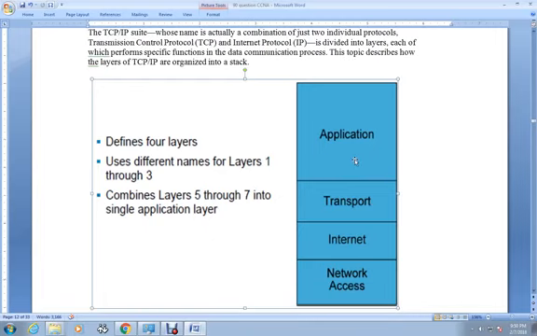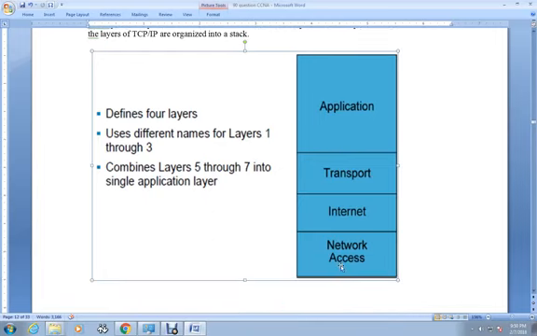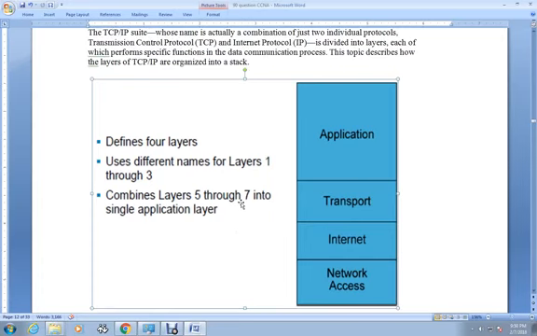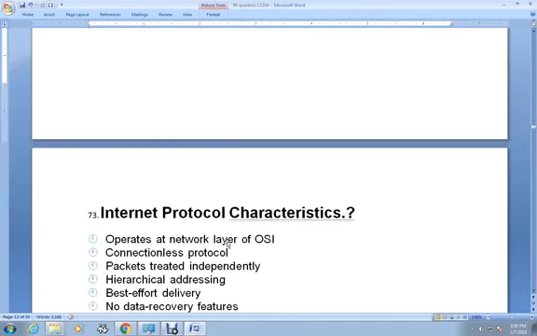So as you can see here, it has 1, 2, 3, 4 layers, and defines 4 layers, using different names for layers 1, 2, 3. These are network access, internet, and transport layer. It combines layers 5 through 7 into a single application layer. If we talk about the OSI reference model, it will have 7 layers and this has four layers. So I'm just talking about the basic things.